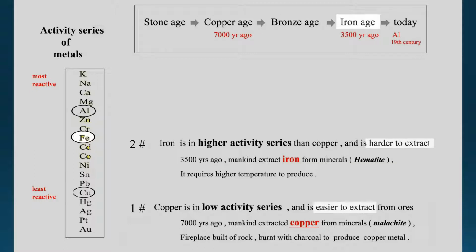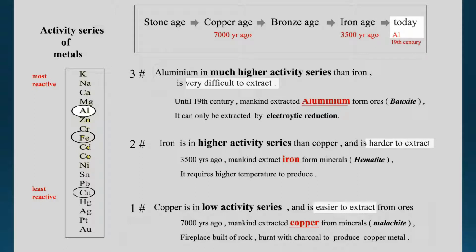Next is iron. Iron has a higher activity series than copper, and it is harder to extract. So 3,500 years ago, mankind found a way to reach a higher temperature to extract iron from the mineral hematite, because it requires a higher temperature to produce.